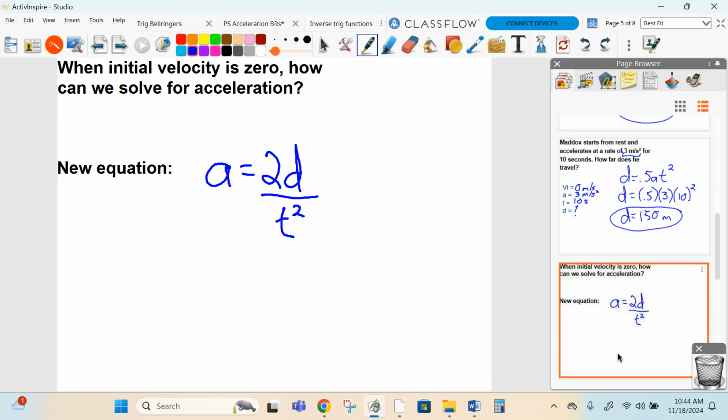Okay, so we don't always just solve for the distance. Sometimes we will solve for the acceleration. So again, whenever our initial velocity is 0, how can we solve it? The acceleration is equal to 2 multiplied by our distance divided by our time squared. Please make sure that you square the time down in the bottom, just like we were doing.